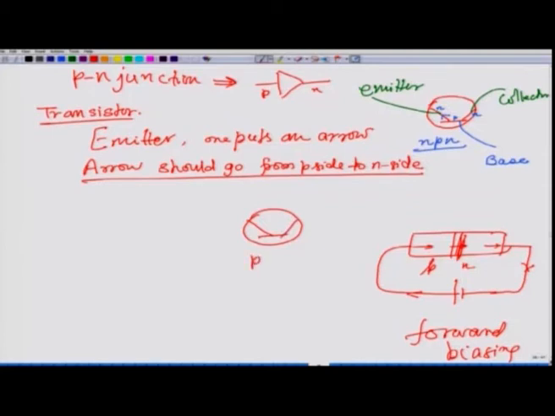Then this is PNP. In that case you have P here, N here and P here. So, the arrow will be of this type, and of course, you have to draw a line from here. So, you have one point here, one point here, one point here, and these are in fact the metallic contacts.